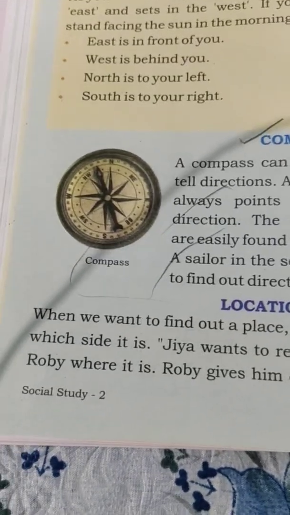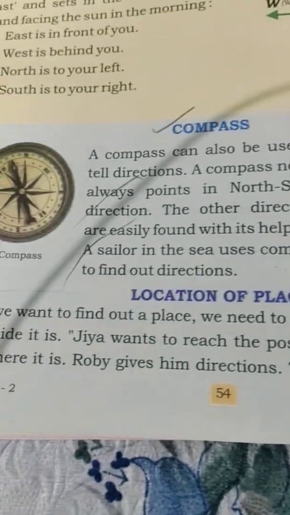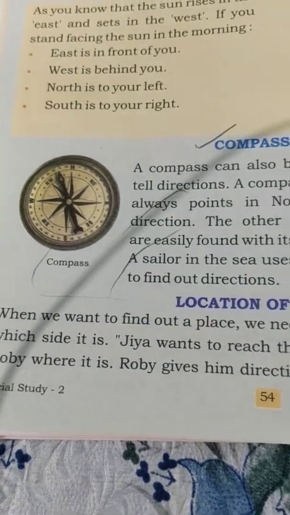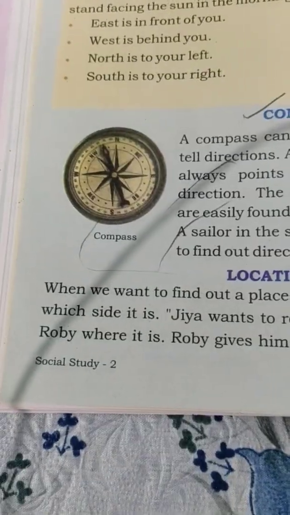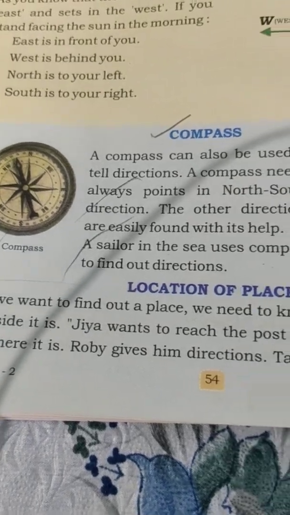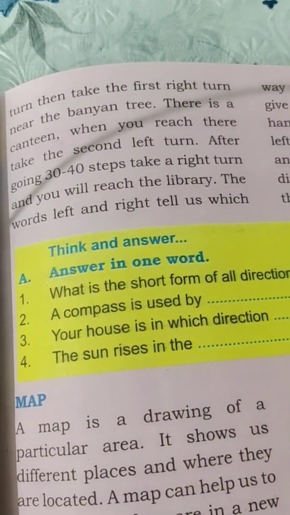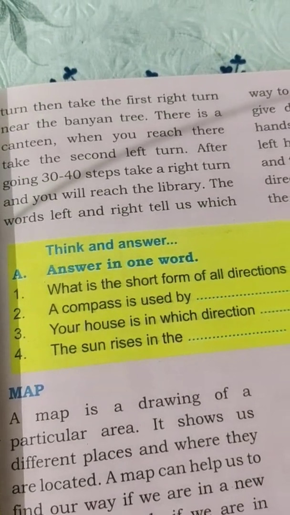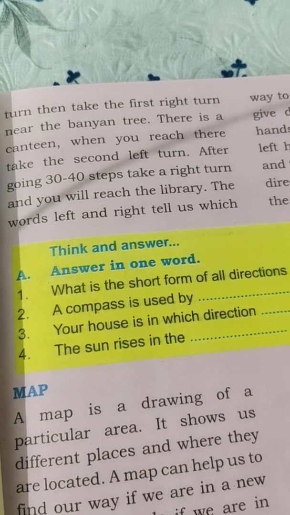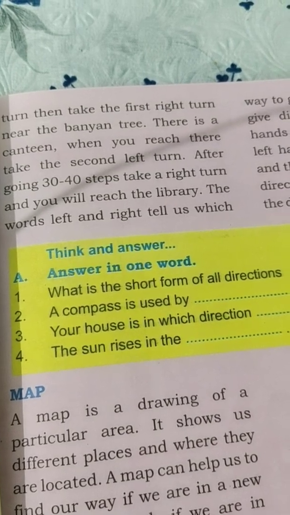Location of places. When we want to find out a place, we need to know how far and which side it is. Jia wants to reach the post office. She asks Robbie where it is. Robbie gives her directions. Take the third left turn, then take the first right turn near the banyan tree. There is a canteen. When you reach there, take the second left turn. After going 30 to 40 steps, take a right turn and you will reach the library.